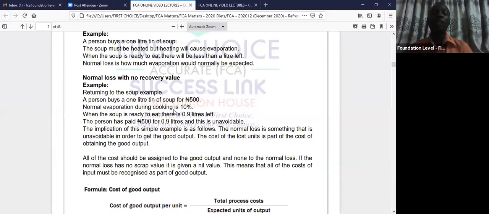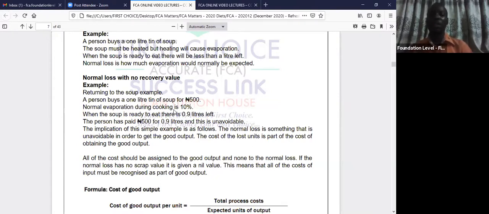Now, how do you value the 0.9 liters left? You have already paid 500 naira for 1 liter. So if the loss is unavoidable and you cannot recover that evaporated loss, you have no choice than to value the remaining 0.9 liters at 500. That is what happens whenever your loss has no recoverable value. The remainder of the good product will take the cost of production.